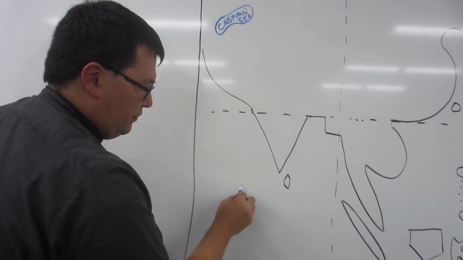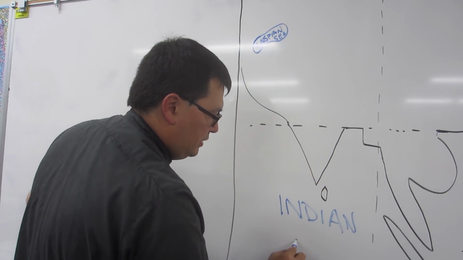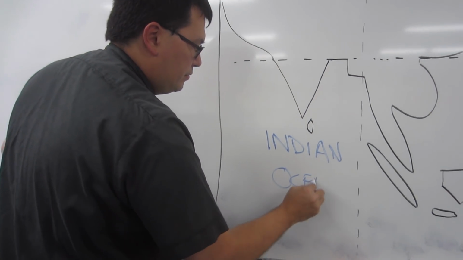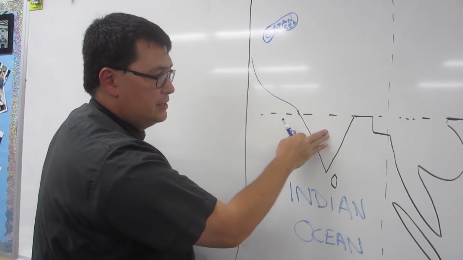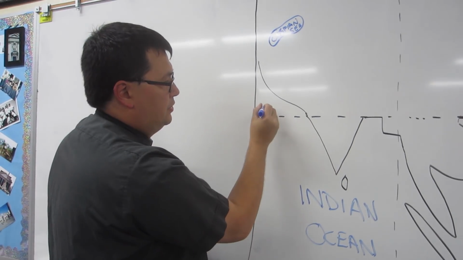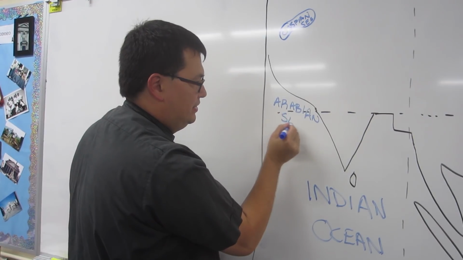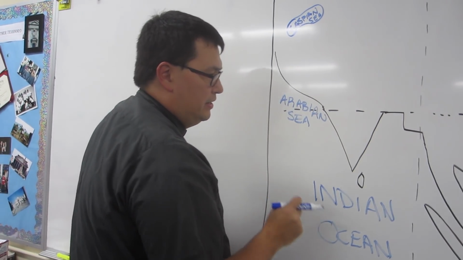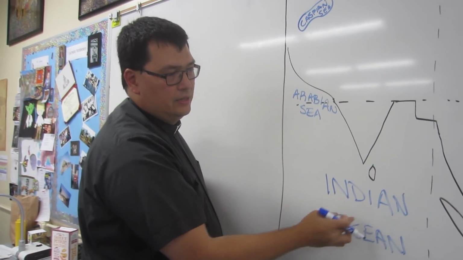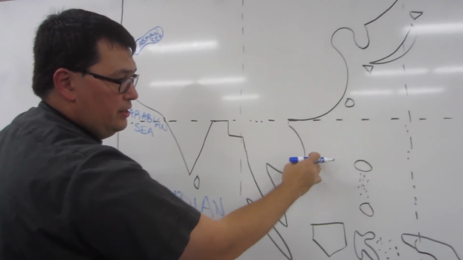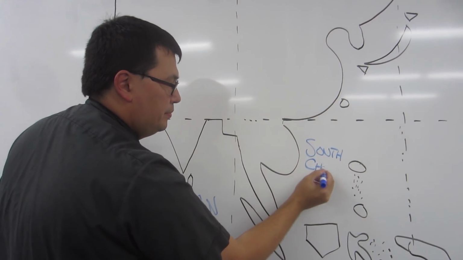Here out in south of India is, of course, the Indian Ocean. And then part of the Indian Ocean is what separates India from the Middle East, which is the Arabian Sea, next to the Arabian Desert. So we have the Arabian Sea, the Indian Ocean. Then here, south of China, we have the cleverly named South China Sea.